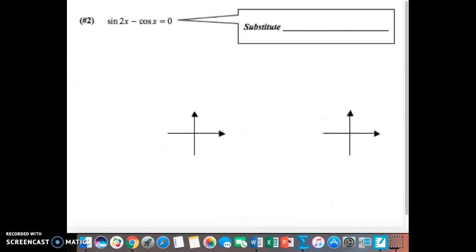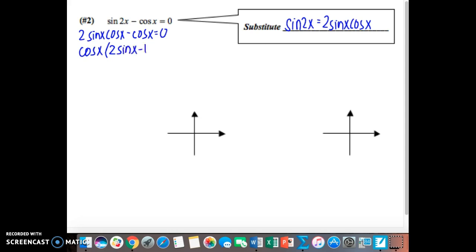Example 2, we have sine of 2x minus cosine of x equals 0. Here we are going to substitute 2 sine of x cosine of x in for sine of 2x. And this gives us 2 sine of x cosine of x minus cosine of x equals 0. So now we can factor out a cosine of x. And once we do that, we are left with cosine of x times 2 sine of x minus 1 equals 0.